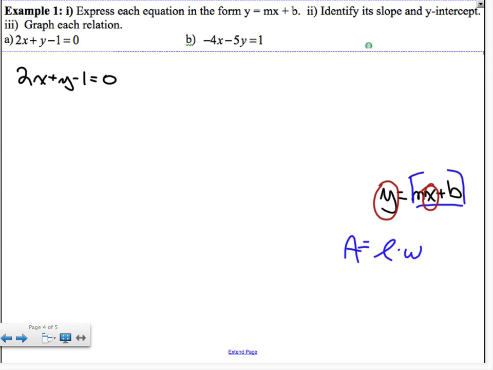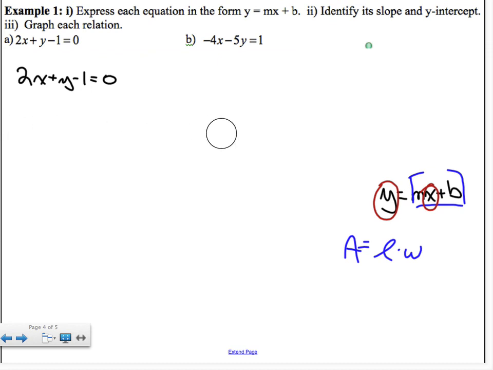Well, I'm going to do things in multiple steps now because we're so familiar with equations. I'm going to subtract 2x from both sides and then add 1 to both sides. Okay, remember, taking a little bit bigger steps now, right? We could do more than one. You want me to slow down and do one at a time? I can back up and do it one at a time.